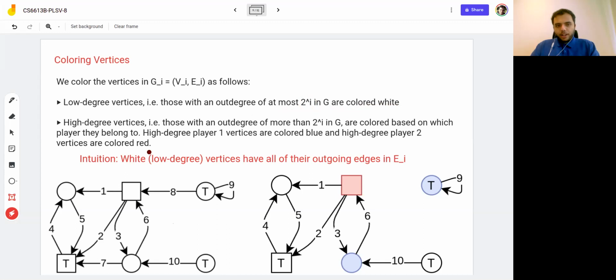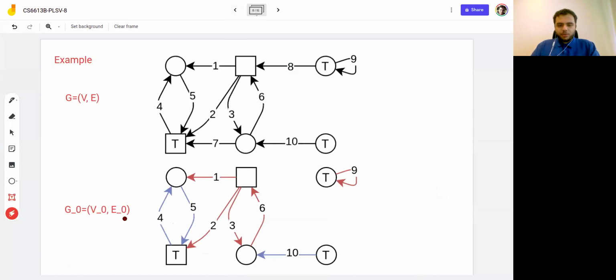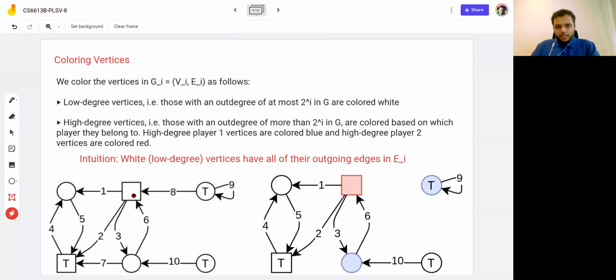Okay. And high degree vertices are the vertices that have an out degree of more than 2 to the power of i in the original graph. And I color these based on which player they belong to. So again, going back to this example, 2 to the power of 0 is 1. So for us, a low degree vertex is a vertex that has out degree of 1, and a high degree vertex is a vertex that has out degree 2 or higher in the original graph.